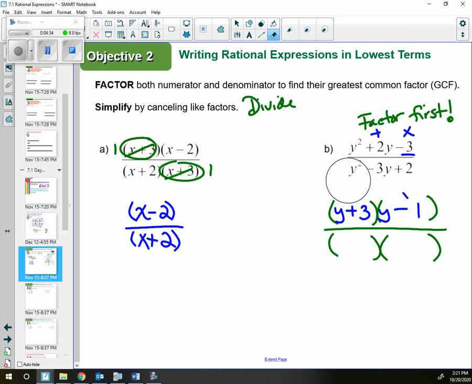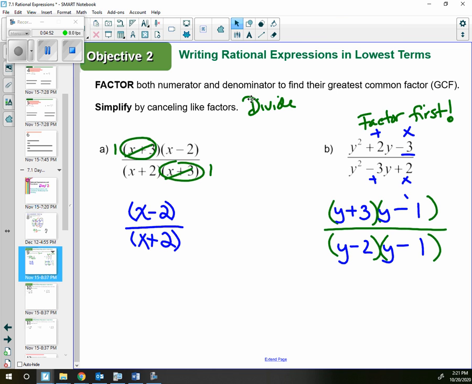All right, for the denominator, we're going to do the same thing. We have a y squared, so y times y. We want numbers that multiply to 2 and add to -3. Multiply to 2 is 2 and 1. That's your only options. And since it's a positive 2, that means the signs are the same. We want it to add to a negative 3, so they both have to be minus.